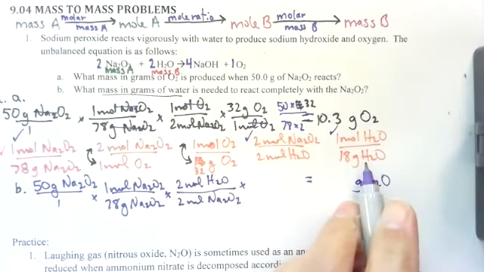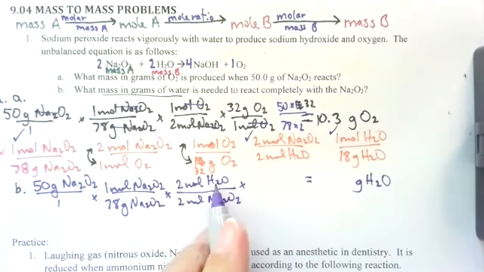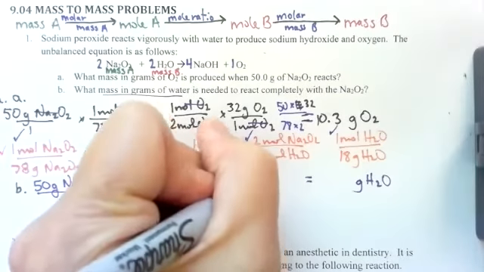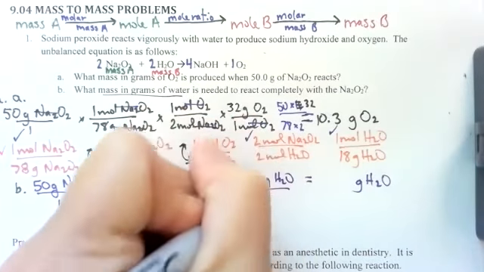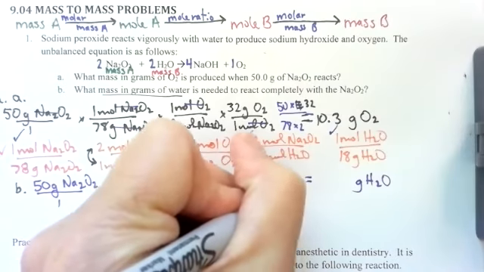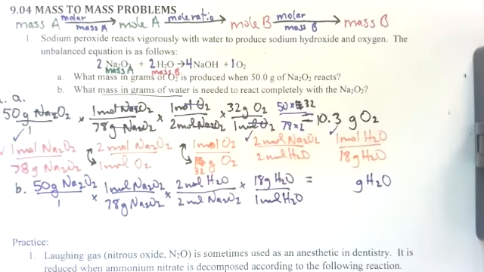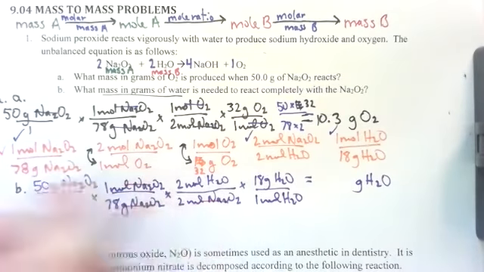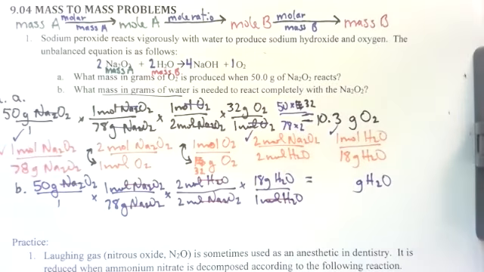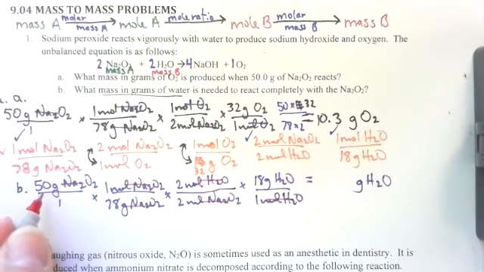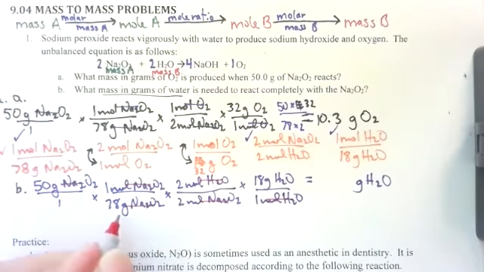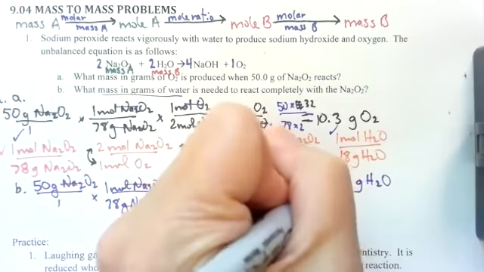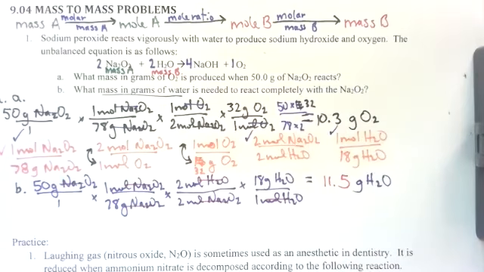Now when I go in to put my third one in, I know I have to flip it because I have moles of water on the top. I'm going to put 18 grams of H2O over 1 mole of H2O. Make sure I set this up correctly. Grams of Na2O2 is going to cancel. Moles of Na2O2 is going to cancel. Moles of water is going to cancel. And when I multiply, divide, I get 50 times 2 times 18 divided by 78 times 2. And again, that could be simplified. And we're going to get 11.5 grams of water.